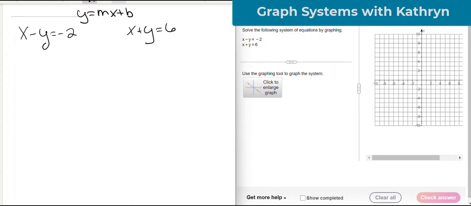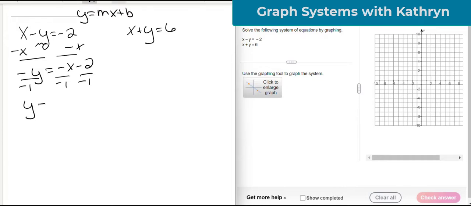Let's look at our first one. We need to get y by itself. So I'm going to subtract x on both sides. That gives us negative y equals negative x minus 2. Now our formula has a positive y, not a negative y. So I'm going to divide everything by -1. You could multiply everything by -1, totally up to you. Either way, we're going to end up with y equals x plus 2.